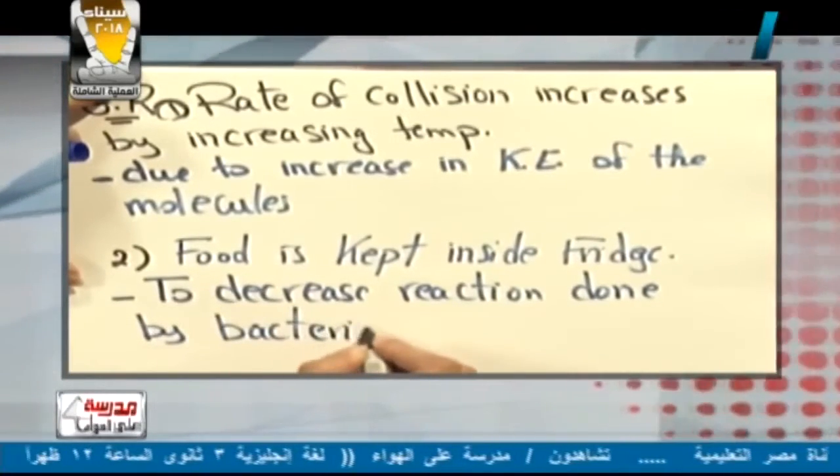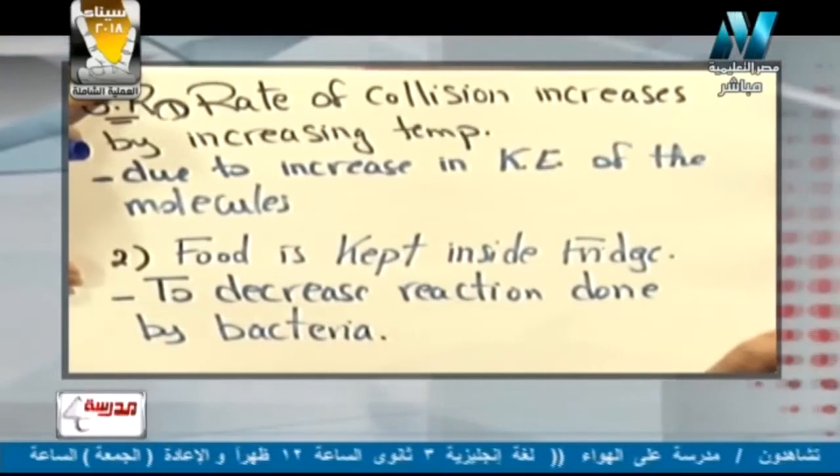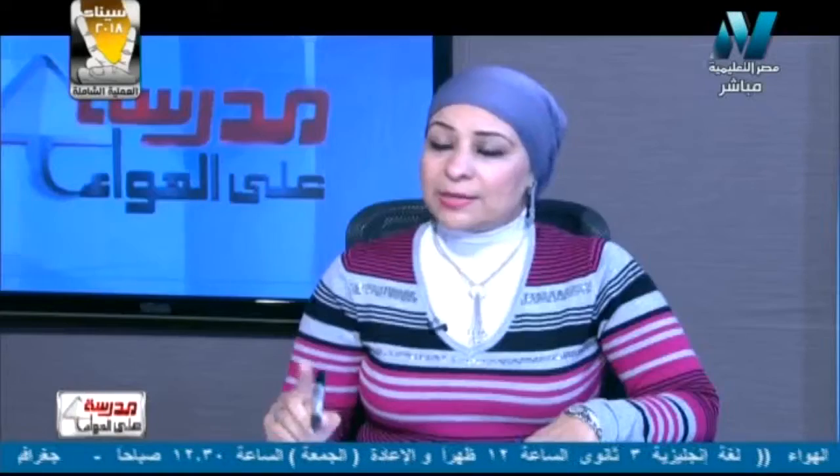Yes. Or the other question, the food is spoiled if it is kept outside the fridge. This is because the action of chemical reaction done by bacteria is increased by increasing the temperature. Okay? As we see here, we have the third factor affecting the speed of chemical reaction, as we talk about temperature of the reactants. As Ms. Rasha said, if the temperature increases, the speed of chemical reaction will increase because the rate of collisions between molecules or between reactants will increase.